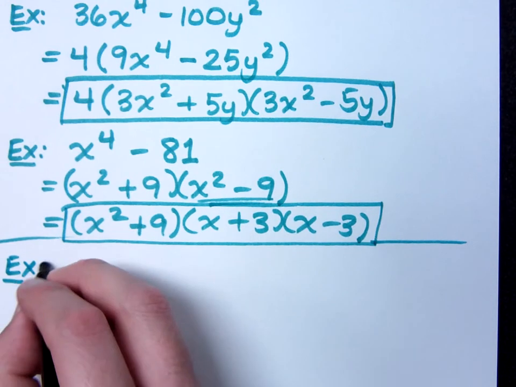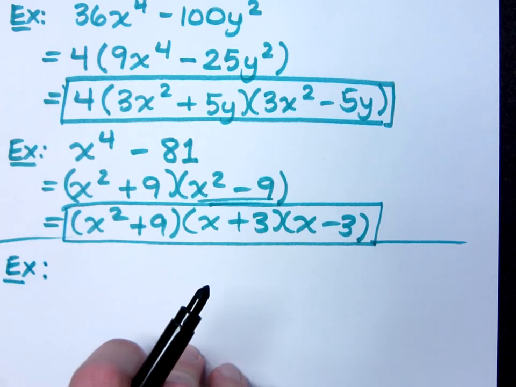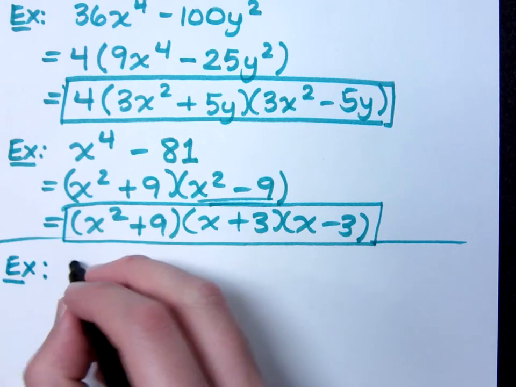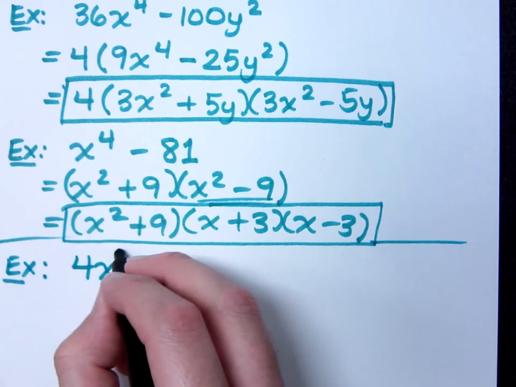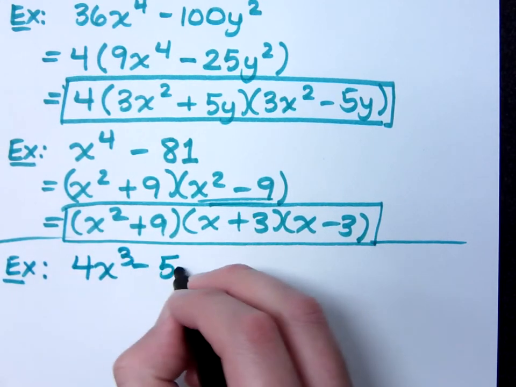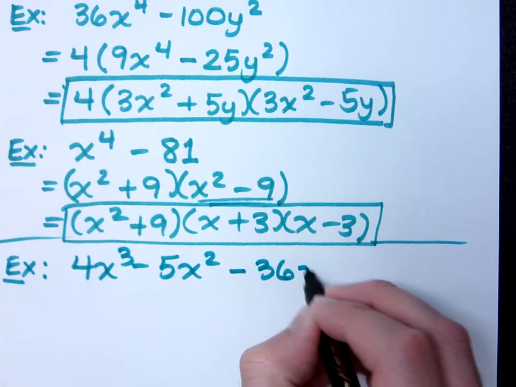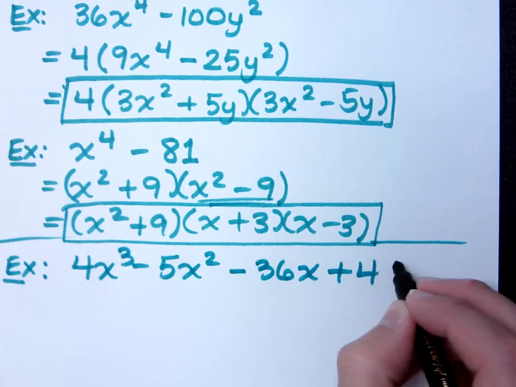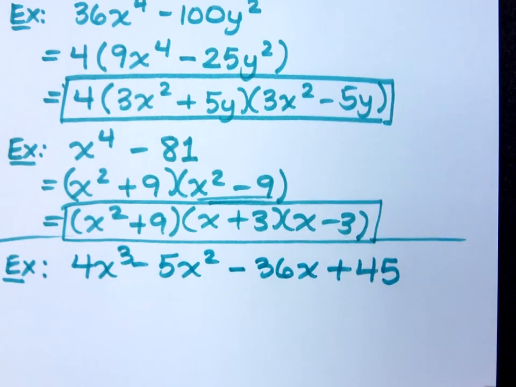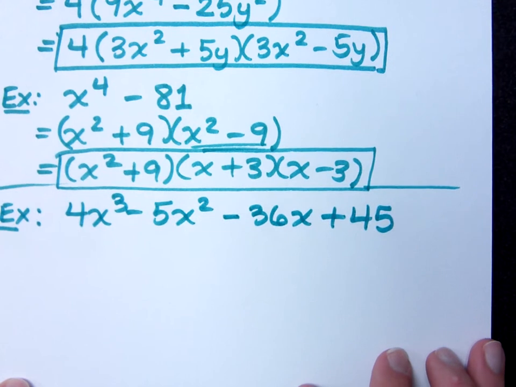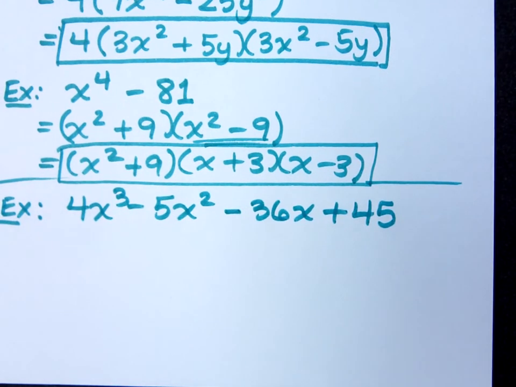Now I want to do one last one that combines what we're talking about now and what we talked about yesterday. Let's try 4x to the third minus 5x squared minus 36x plus 45. After you look for a greatest common factor, of which there's not one, just the number 1, how many terms do we have? And what do we try to do when there are 4 terms?